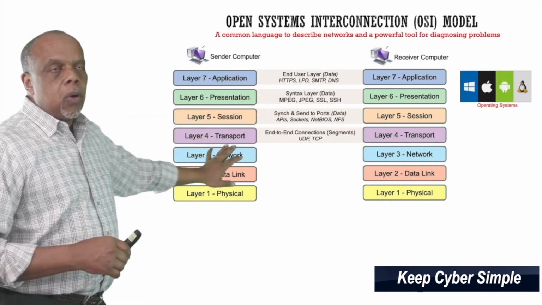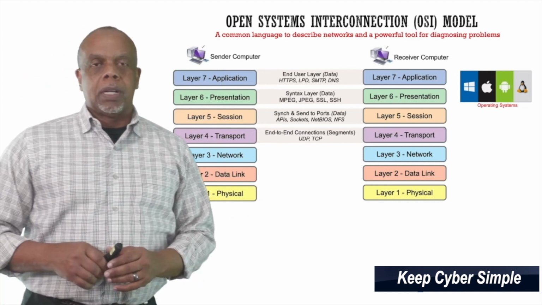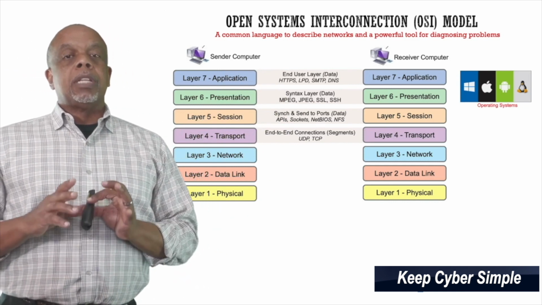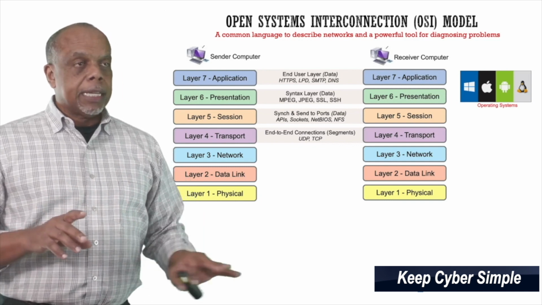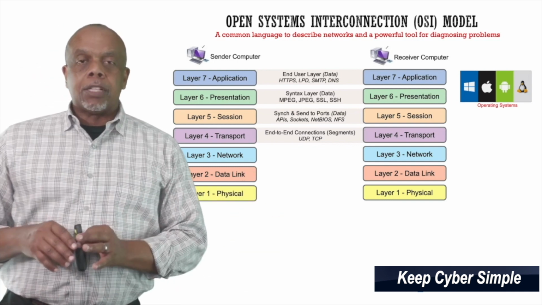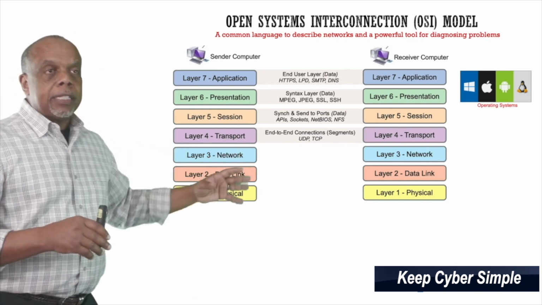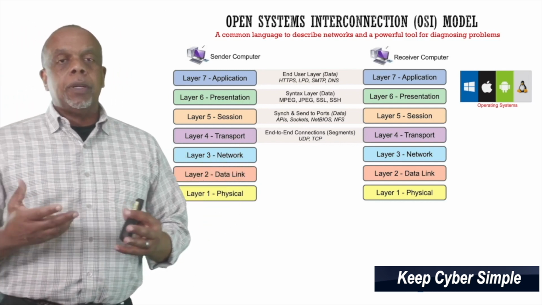Now we get to layer 4. Layer 4 is the transport layer. What this means is it is getting your information ready to be transported. It's not transporting it yet. Your lower 3 layers will do that. But this layer 4 is now getting it ready to be transported.